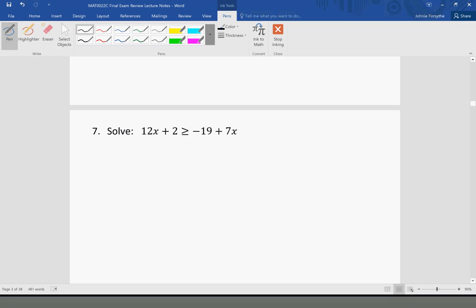All right. Number 7, solve this inequality. And we're going to write the answer in interval notation.